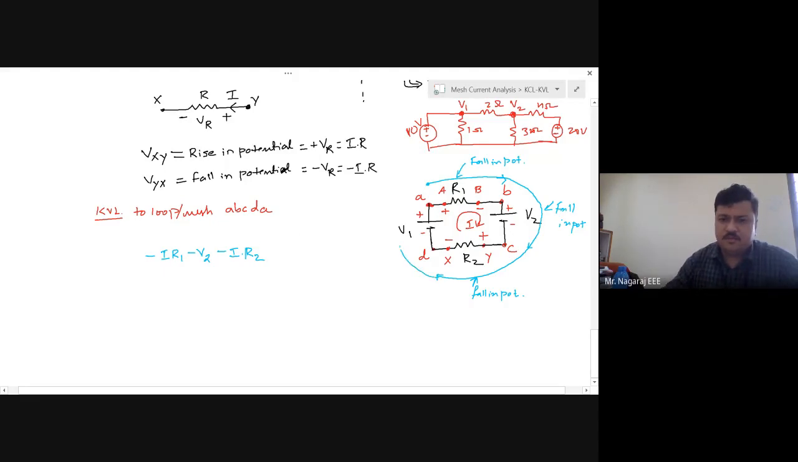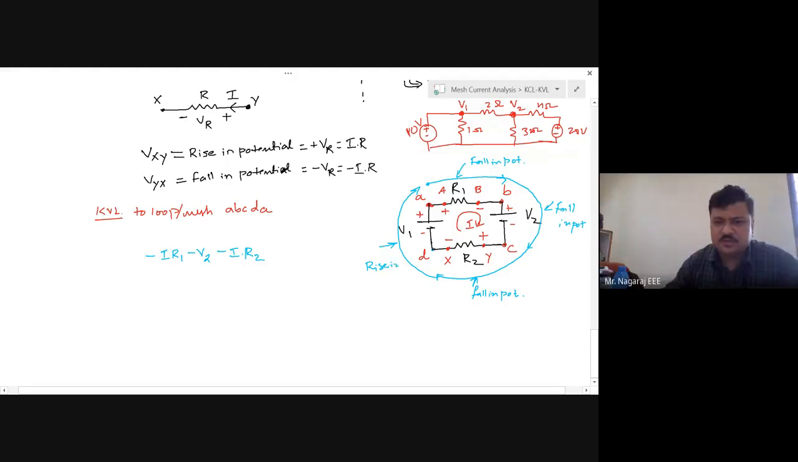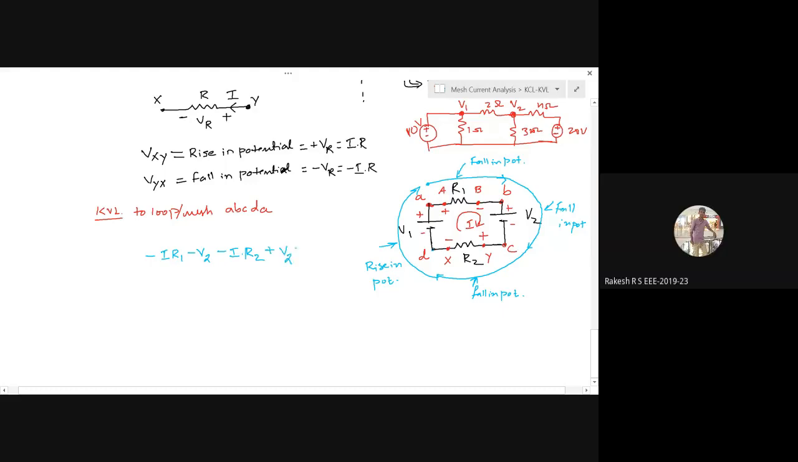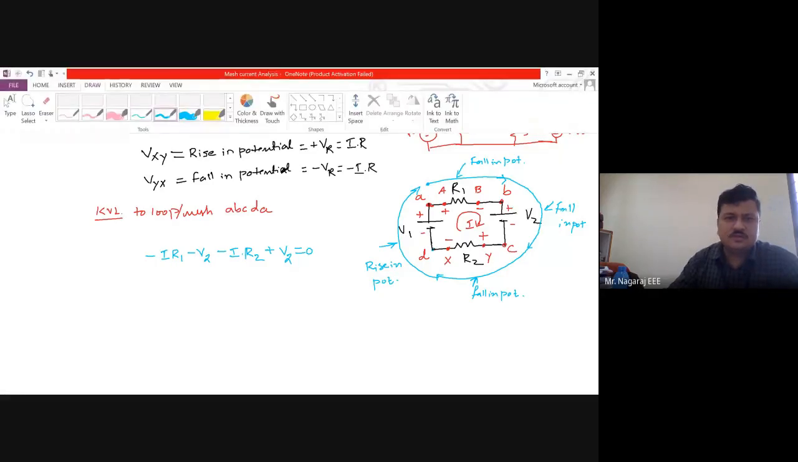Coming from D to A. Now D is at a lower potential point, A is at a higher potential point. So this is a rise in potential. So therefore it is plus V1. Minus IR1, minus V2, minus IR2, plus V1 is equal to 0.